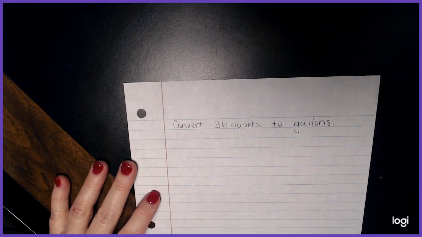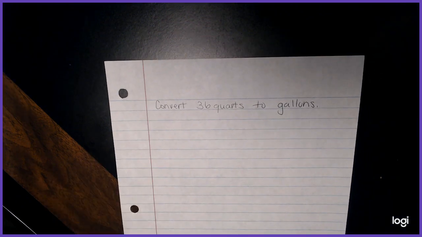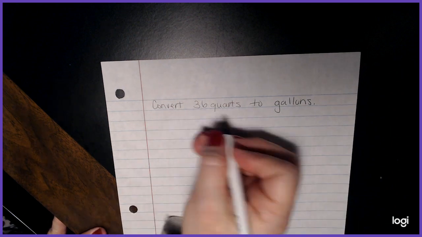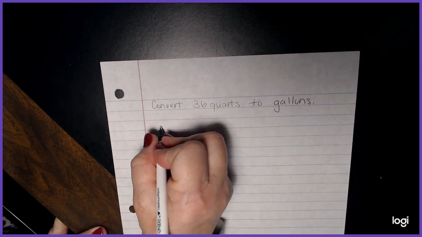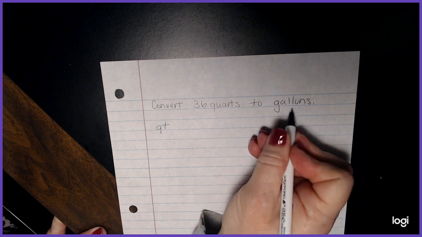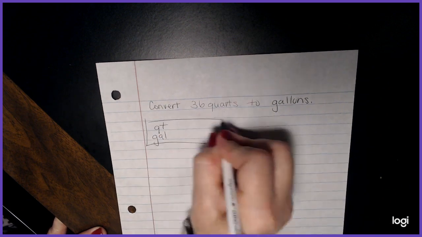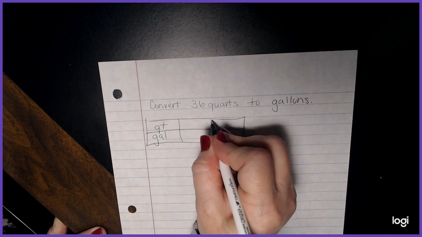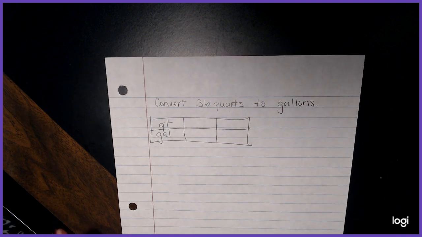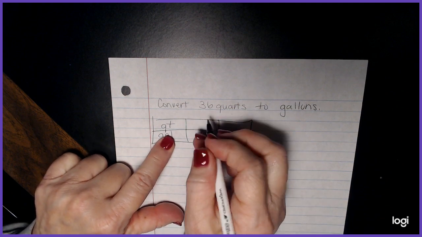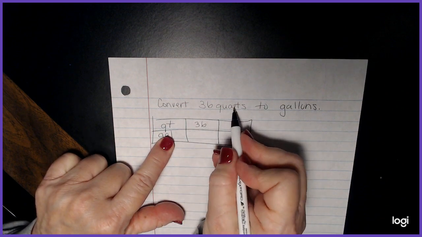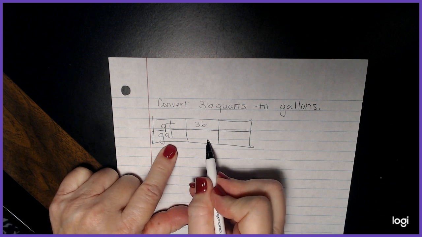All right, so let's go back to a new page in our notes. And what we're going to do today is start trying to convert some of these things. So we're going to convert 36 quarts to gallons. Well, what I would like for you to write in your notes is QT for quarts, and we're changing it to gallons. We're going to make a ratio table like something like this. I know that I have 36 quarts, and I want to find out how many gallons. So that's going to be my blank.